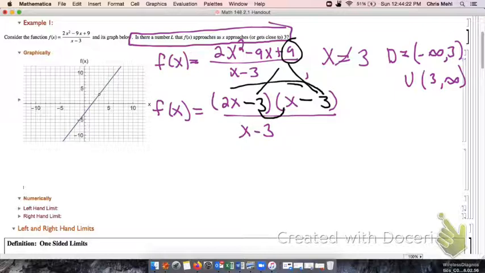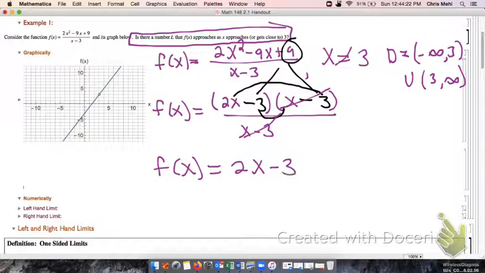The outer terms, excuse me, let me redo some of this. These outer terms multiply to negative 6x, and negative 6x minus 3x gives me the middle term of minus 9x. And then finally, you'll notice that the numerator now has a factor of x minus 3. So f of x, after simplifying, is just equal to 2x minus 3.